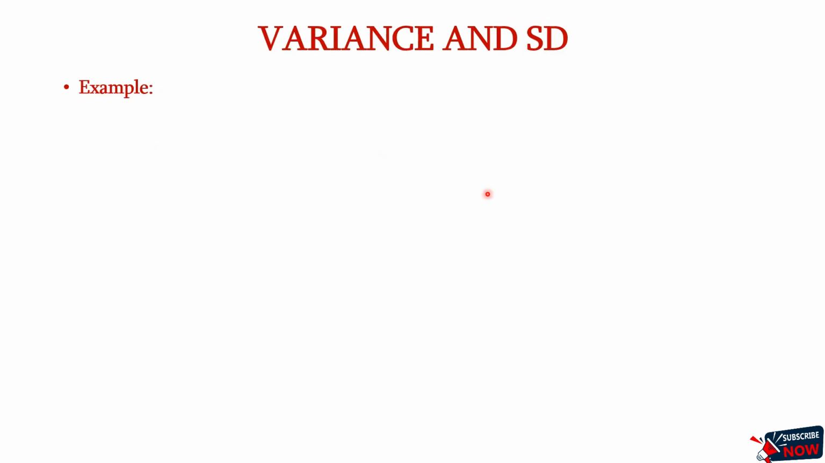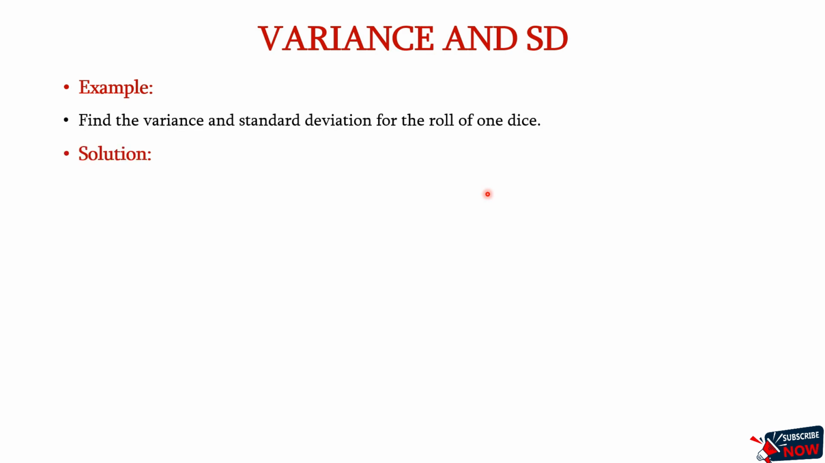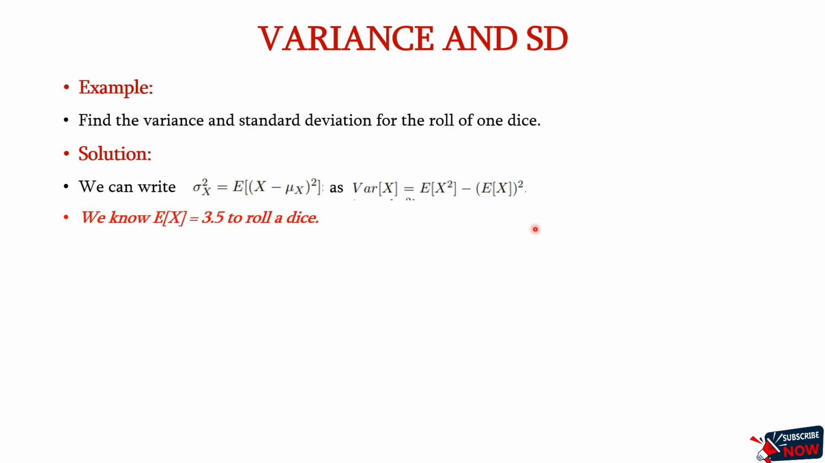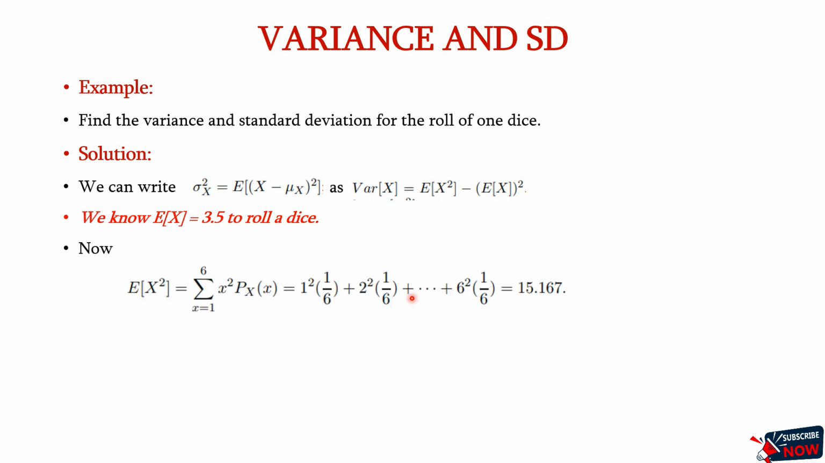So let us see an example for variance and standard deviation. Consider rolling of one dice. So the solution is, we can write the variance of x as E of x square minus E of x whole square. We know that E of x is 3.5 to roll a dice from our previous explanation. So now we can calculate E of x square as x square into p of x.